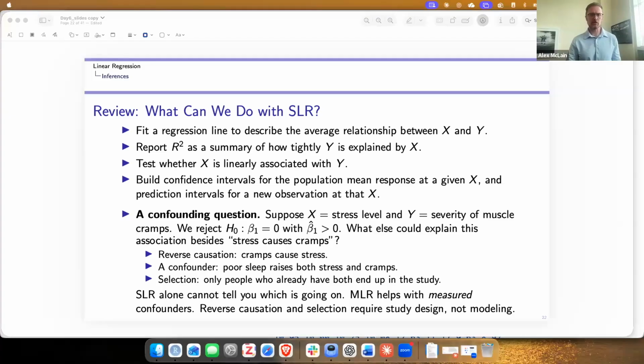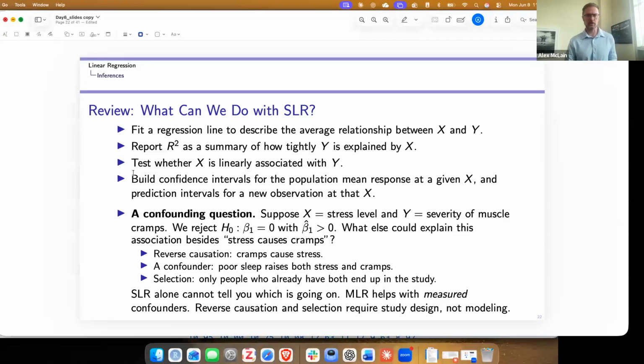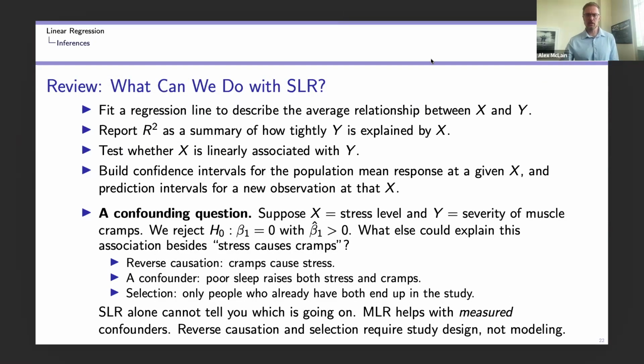Great, we'll get started here. I will share my screen and we'll start where we left off. Okay, so we did our simple linear regression. Now we'll move on to multiple linear regression.